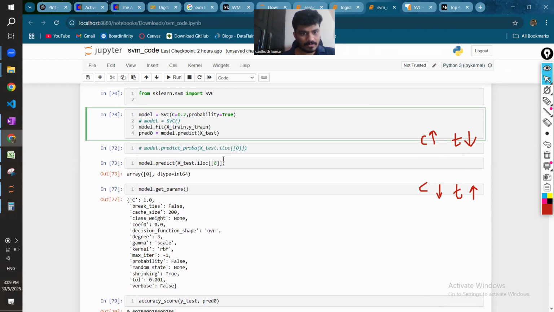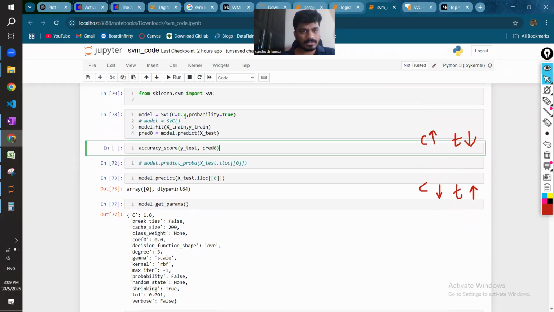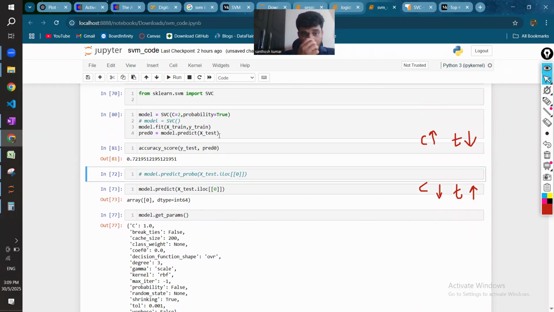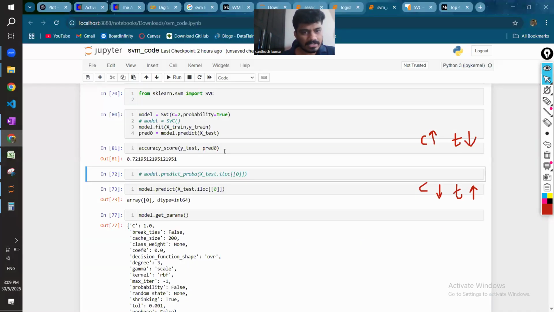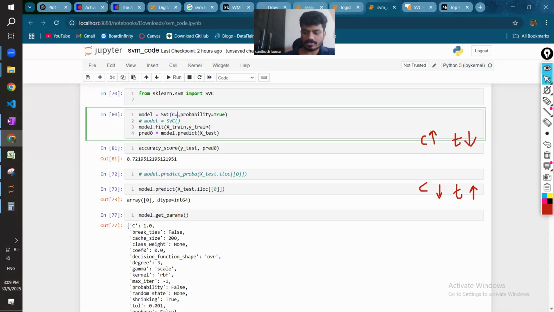What is this prediction of zero? Let me put it here. We'll try with different examples. C is 2. My accuracy is 72. So that means what? If I'm increasing the C, I'm decreasing the regularization. It should have more variance. That means the error on this should be more. Are we getting the same results, or are we getting the opposite?